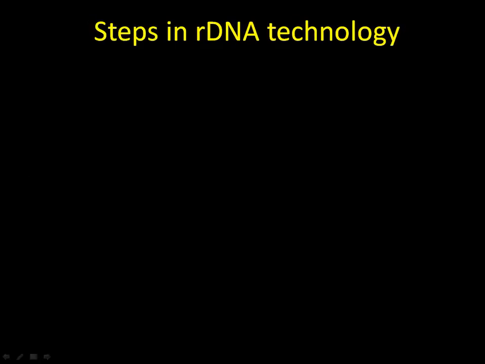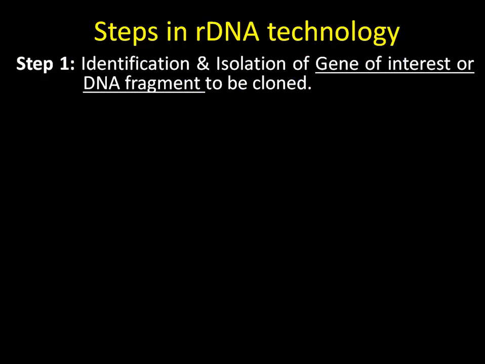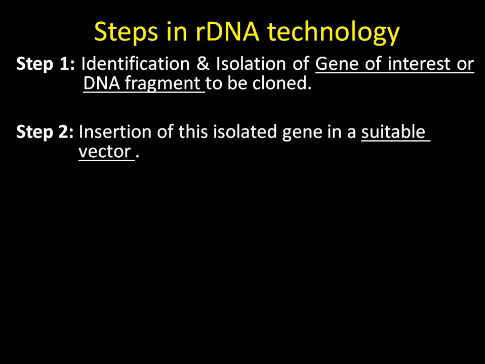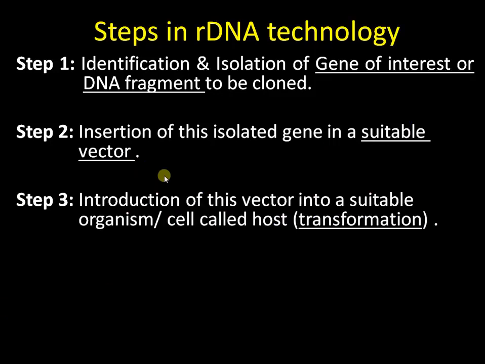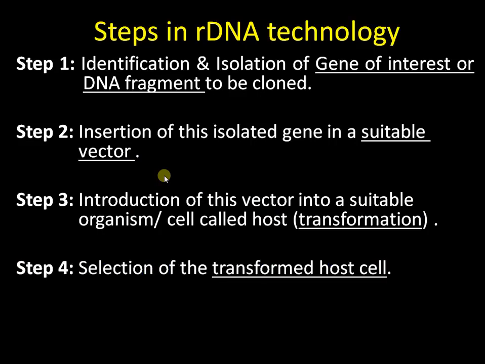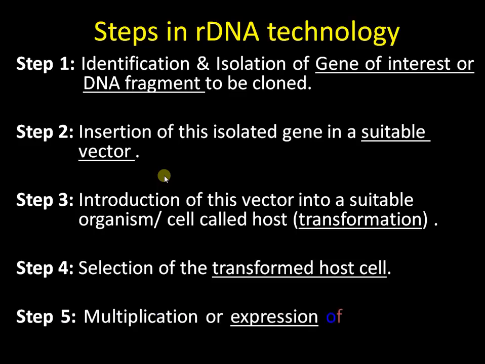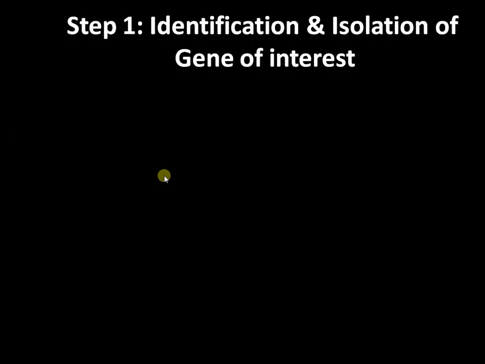First of all, let us have a look at the synopsis of the steps in recombinant DNA technology. Step 1 is the identification and isolation of the gene of interest or DNA fragment to be cloned. Second, we have to introduce this isolated gene into a suitable vector. Then we need to introduce this vector into a suitable host. The process is called transformation. We need to select the transformed host cell, and finally our intention, multiplication or expression of the introduced gene inside the host. So let us move into the first step, that is identification and isolation of the gene of interest.